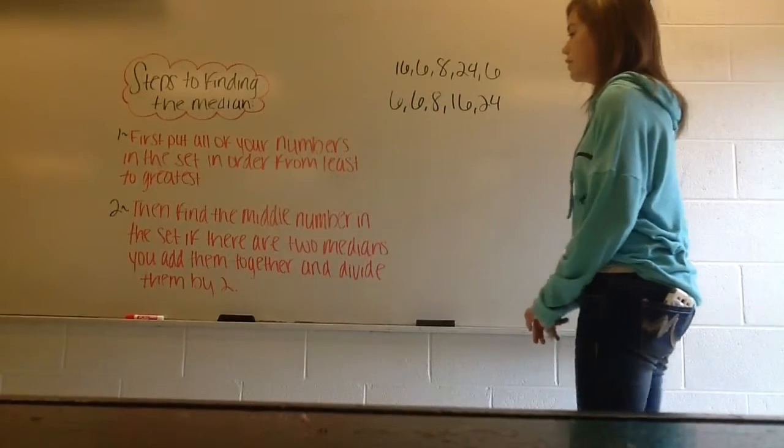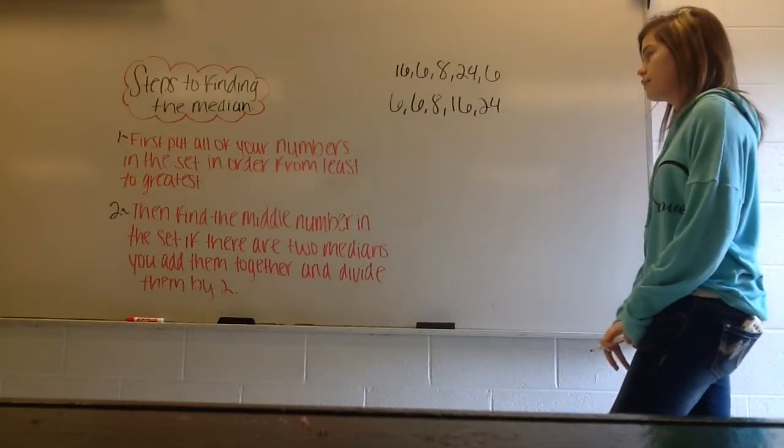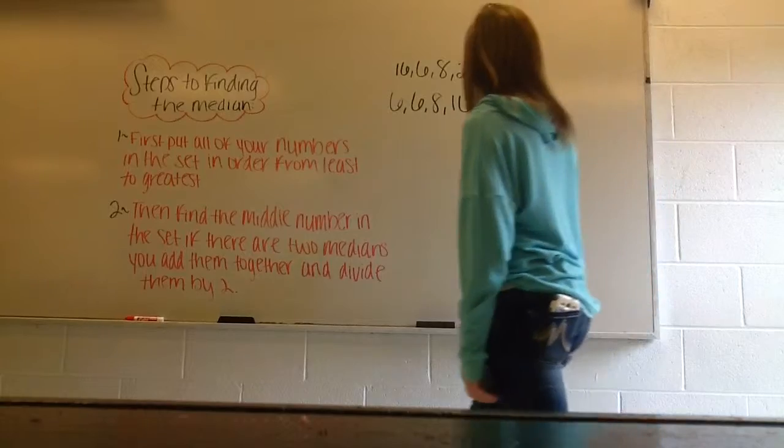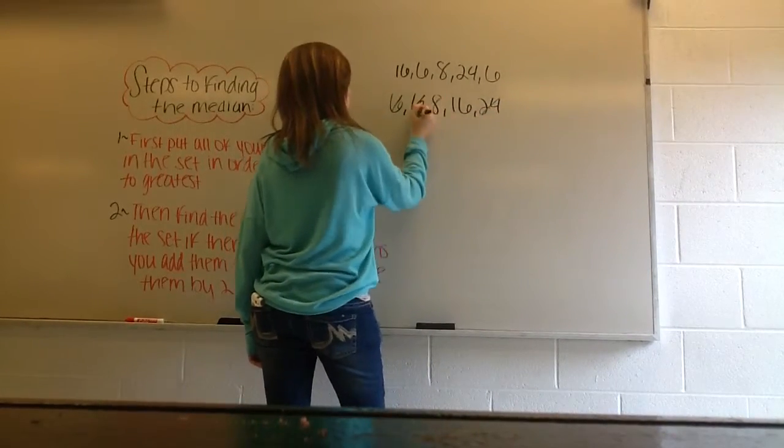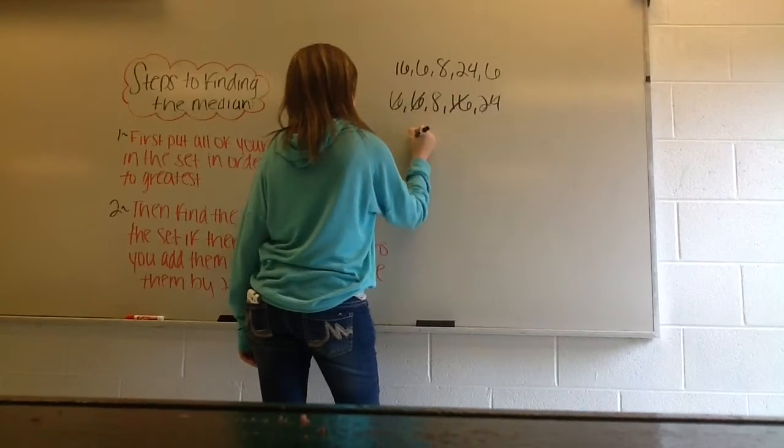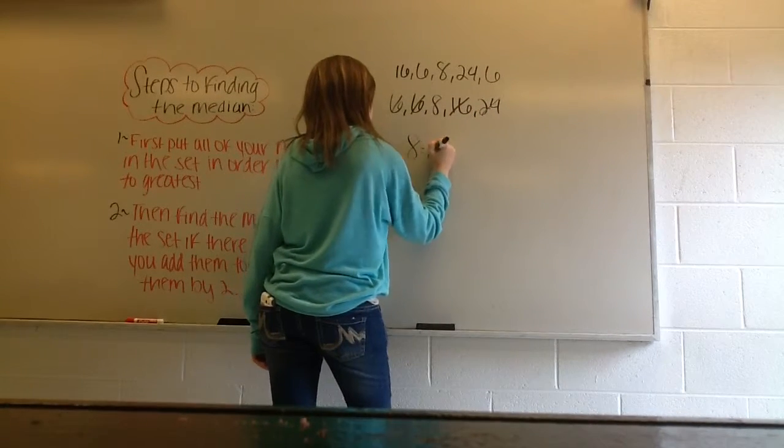And then second, you find the middle number in the set. So you start by marking off from one side and then the other until you have one number in the middle, which is 8. So 8 is your median.